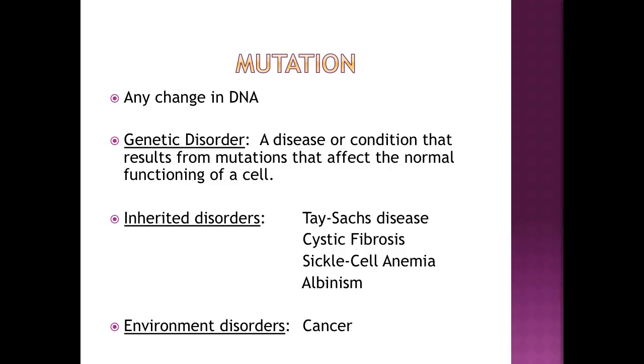A mutation is any change in DNA. A genetic disorder is a disease or condition that results from mutations that affect the normal functioning of a cell. Some inherited genetic disorders include Tay-Sachs disease, cystic fibrosis, sickle cell anemia, and albinism. These are just four examples of the different types of inherited disorders. There are many more out there. These are just some of the more common ones, I guess you could say. And an example of an environmental genetic disorder would be cancer.